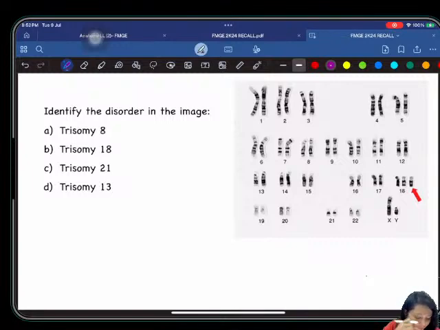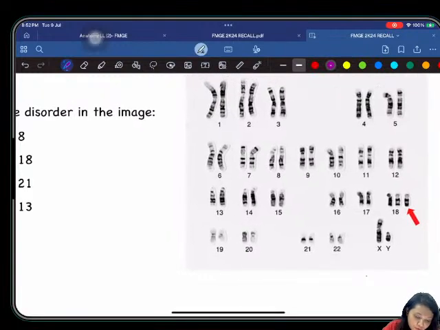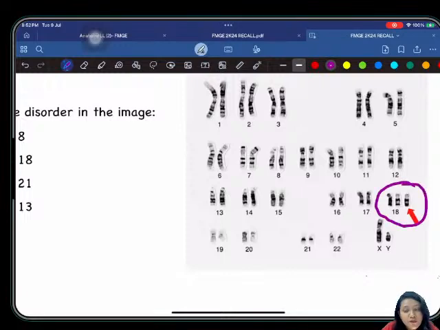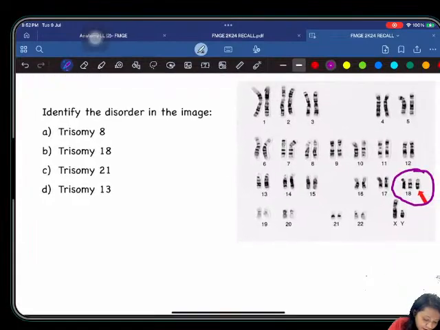Okay, so they have given a karyotype and asked to identify the disorder. Here you can see that they have marked chromosome number 18, and in chromosome 18 you can see trisomy. You can see the 3 chromosomes. So there is trisomy 18. This is the answer: trisomy 18.